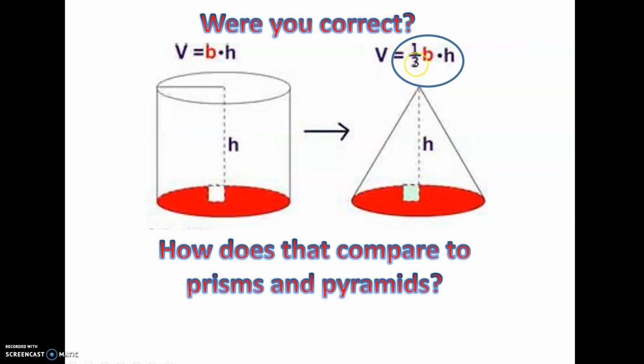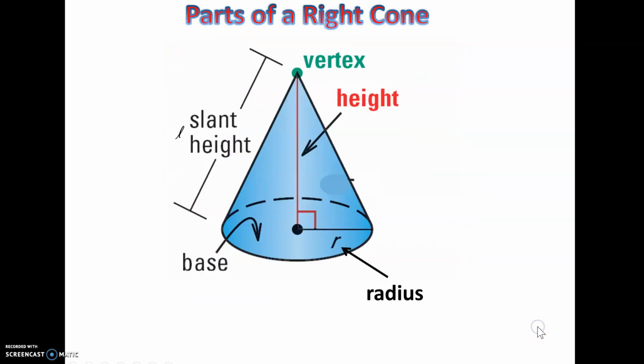You should have got it's 1/3. If your circle is exactly the same, so this part of your circle here is the exact same as this circle here, and the height is the exact same as this here, it's going to take 3 of your cones to fill up one cylinder. So you're going to take the same formula that we used before, but we're just going to divide it by 3. Pretty easy. You have your height.